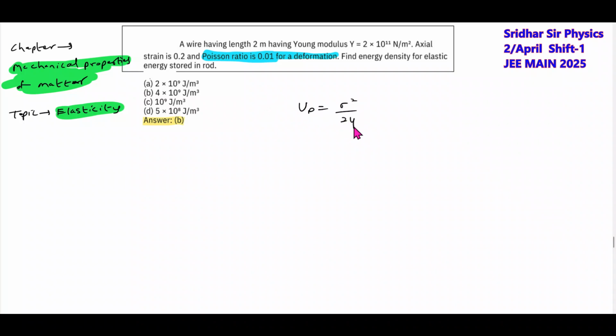I think you know some formula. There's a very popular formula: stress squared by 2Y. What is the stress sigma? Young's modulus, how do you define it? Stress by strain. So therefore we can write stress as Young's modulus into strain. So this will become Y strain square by 2. You know the Young's modulus given here, and the strain is given. Substitute this, solve it, and you will get the required answer. Very simple. Don't get confused by Poisson's ratio, because in the energy density we don't need this.